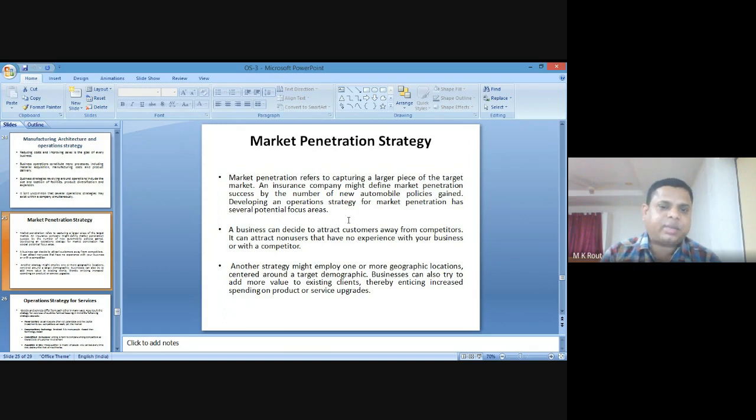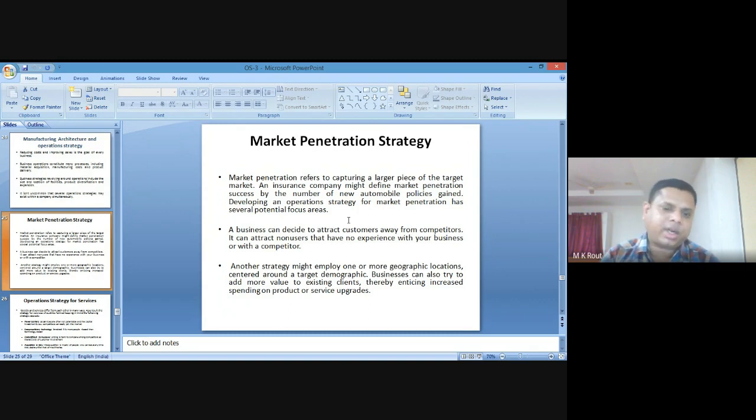The next part is developing an operation strategy for market penetration, which has several potential focus areas. So what are the focus areas? If you go to the second point, a business can decide to attract customers away from competitors. It can attract non-users who have no experience with your business or with competitors. That is why Tesla is negotiating with Tata for launching new hybrid vehicles in research and development.